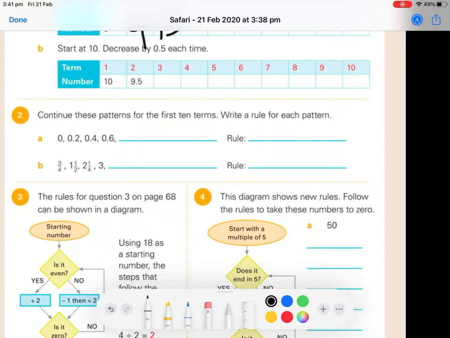Number 2, continue these patterns for the first 10 terms. 1, 2, 3, 4. They've given us the first 4, so we finish the rest. 0.4, 0.6, 0.8, so we go 0.8, and then we'll continue on there. And our rule is going to be plus something. I think we might end up with an answer similar to that.